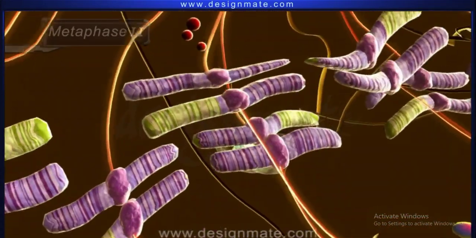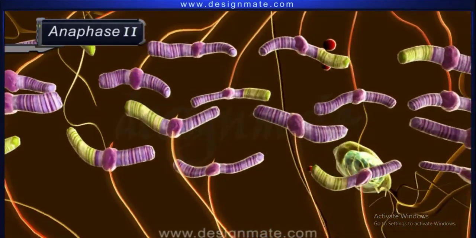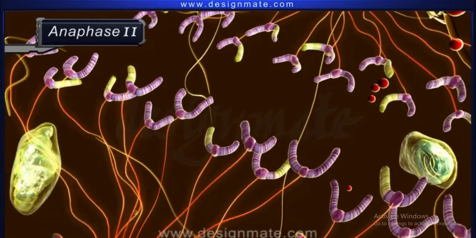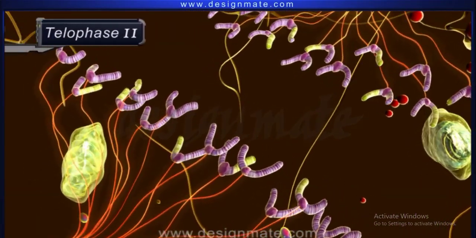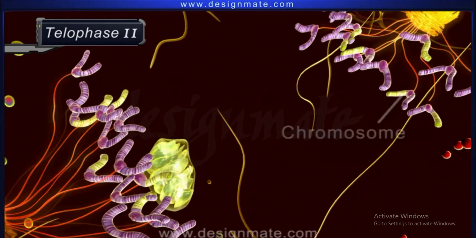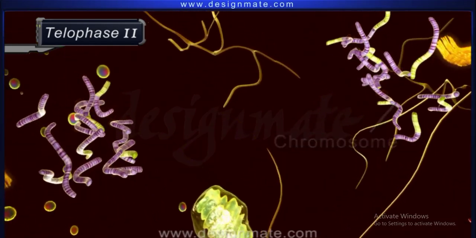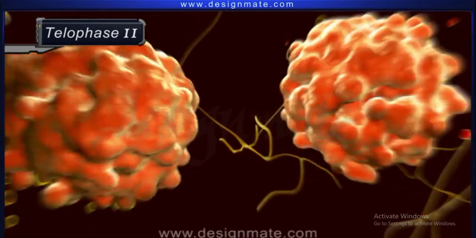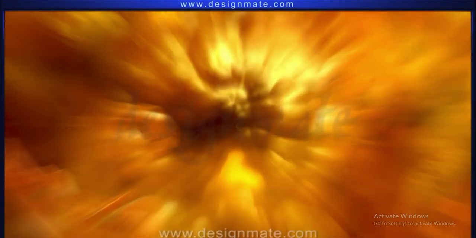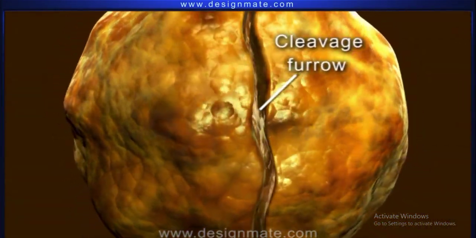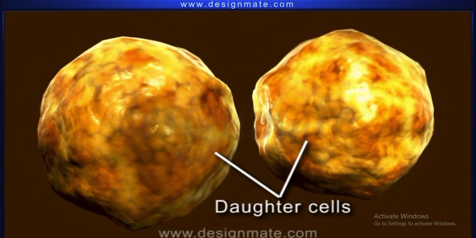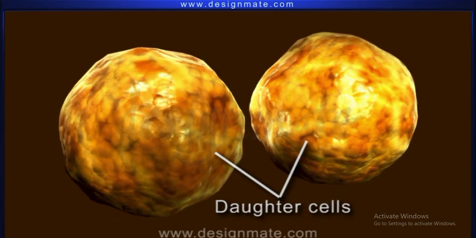During the next phase, called Anaphase II, by the contraction of microtubules, the chromatids start moving towards opposite poles. In Telophase II, chromatids completely migrate to the opposite poles. After this, the process of cytokinesis begins. It is the phase when the cleavage furrow begins and gradually deepens to form two daughter cells. This marks the end of meiosis II.